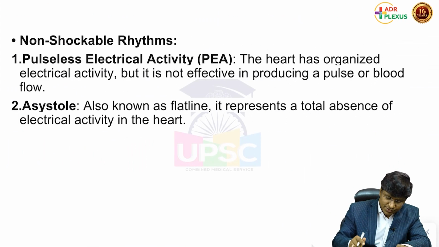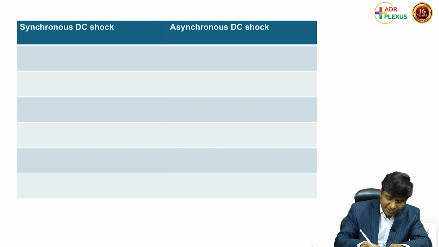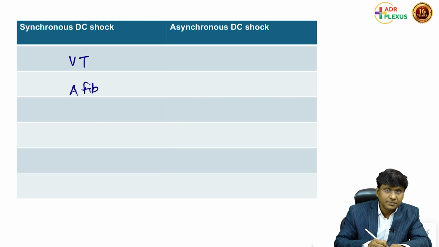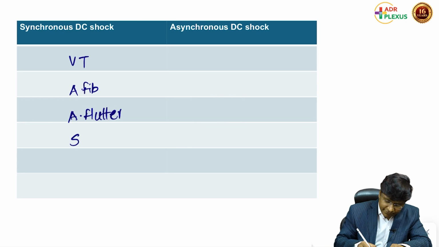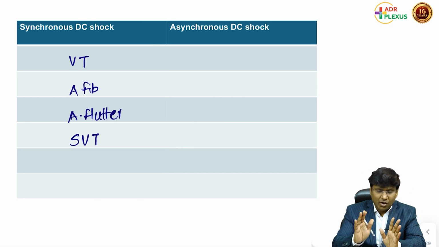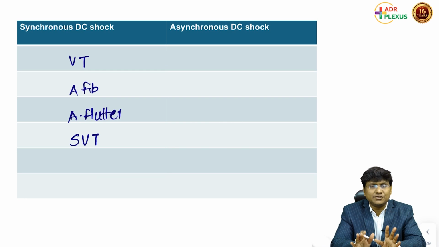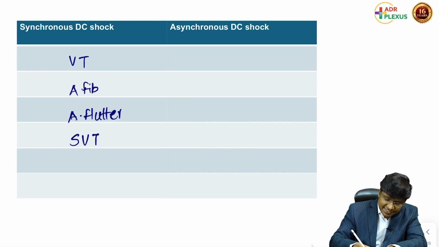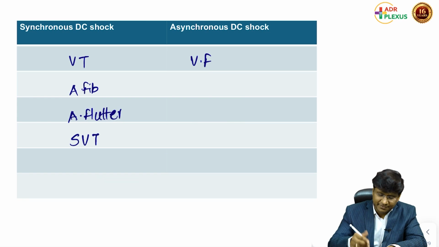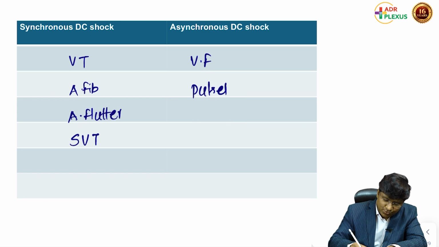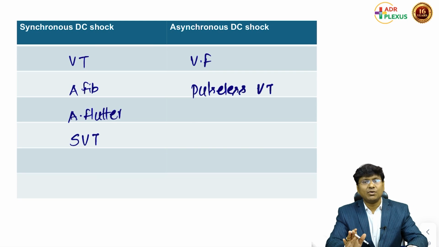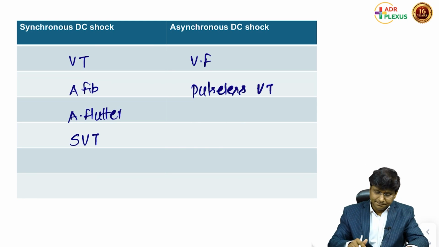So what are the conditions where you give the synchronized DC shock? That is in case of VT, atrial fibrillation, atrial flutter, and supraventricular tachycardia. Always remember, in order to give DC shock, the individual should be hemodynamically unstable. If hemodynamically stable, we don't give the DC shock at all, okay? And asynchronous DC shock, you give in case of ventricular fibrillation as well as pulseless VT. So this is about the question related to DC shock.